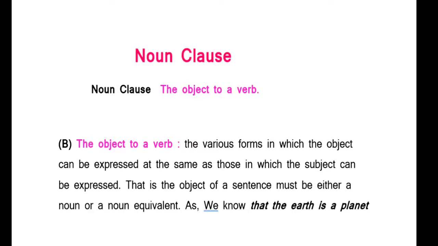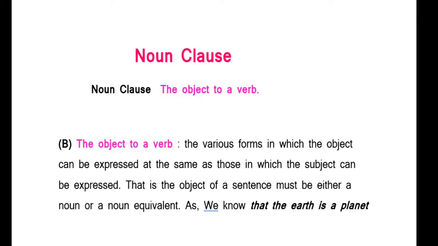The object of a verb can be expressed in the same forms as those in which the subject can be expressed. That means the subject is the noun or noun equivalent of a sentence. Similarly, the object is also a noun or noun equivalent of a sentence. So, if the object is a clause of a sentence, then we can say that the subordinate clause is the subordinate noun clause object to the verb, because it does the work of an object.